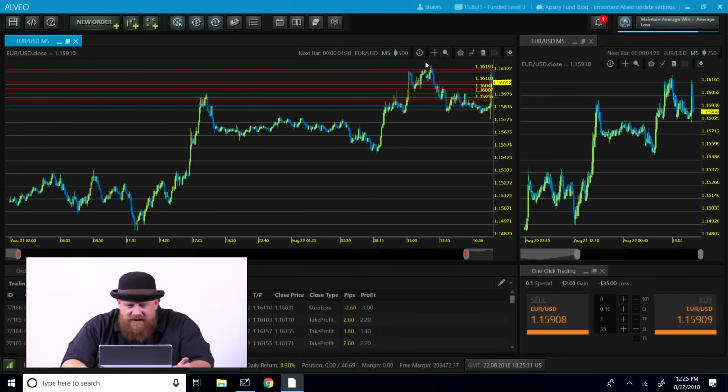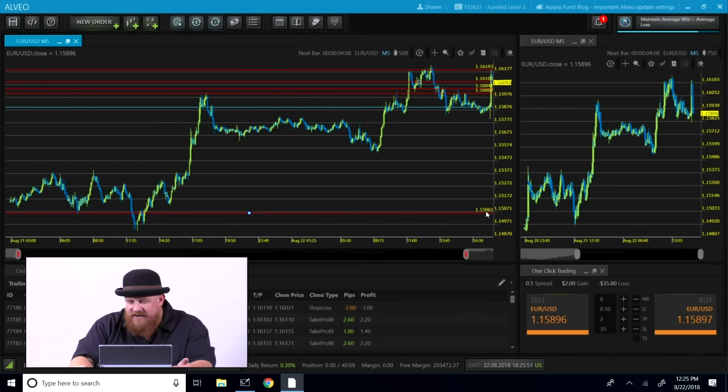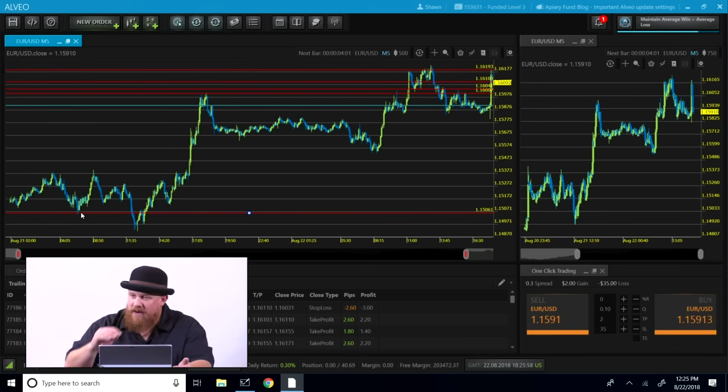I don't have enough data here. Yeah, I do have enough data. So if we adjust this down to that 1.150 level, right there, so that's 1.1506. And again, you can see that picks up trading on that 1-minute chart.